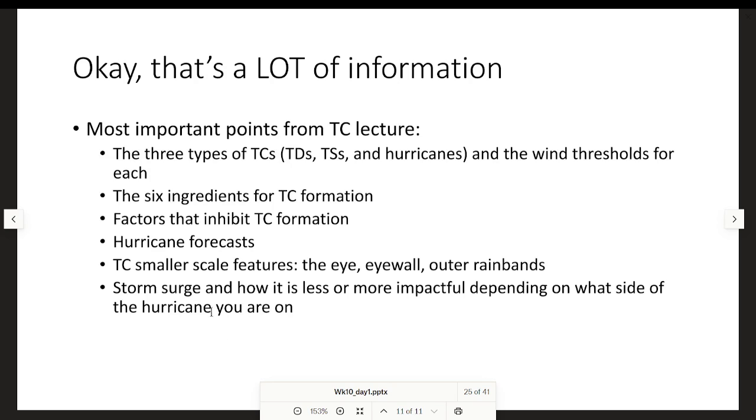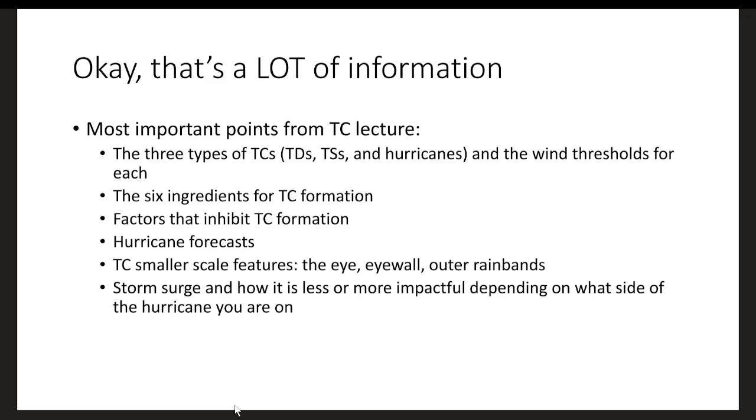So, here are the most important points from the tropical cyclones lecture. There are 3 types of tropical cyclones: tropical depressions, tropical storms, and hurricanes, and there are wind thresholds for each of them. There are 6 ingredients for tropical cyclone formation. There are also factors that inhibit or prevent tropical cyclone formation. The National Hurricane Center makes hurricane forecasts that you can easily access on their website.